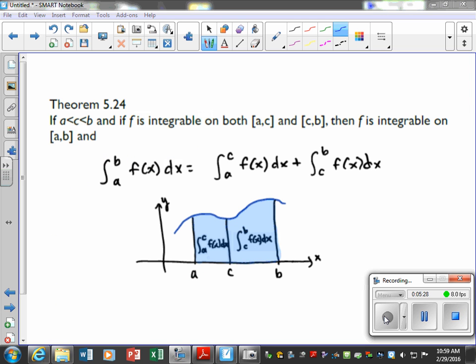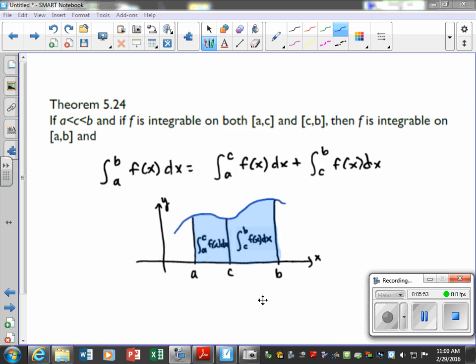Alright, our next theorem is going to be 5.24. And if you want to go through the extra step and go ahead and write down theorem 5.25 out of your textbook, you can, but they're very similar based on the same concept. So we're going to focus on 5.24, and also the image of it helps to see.